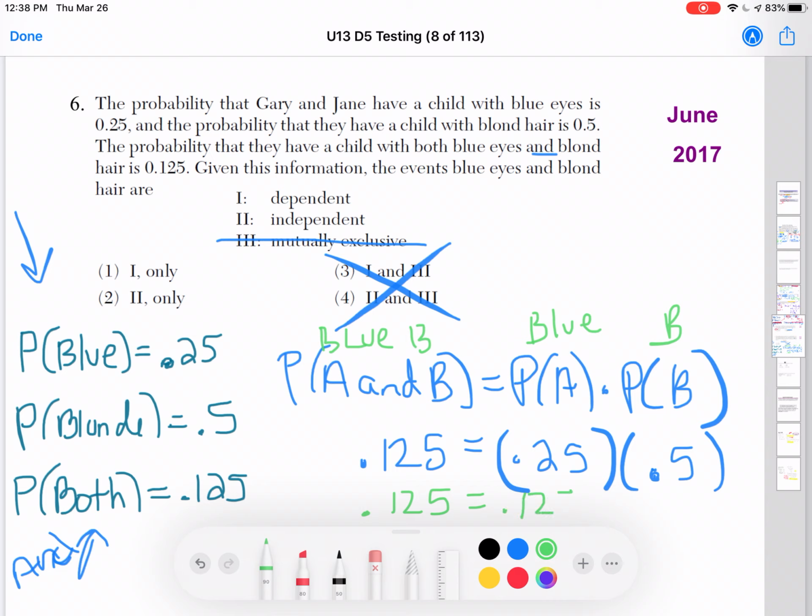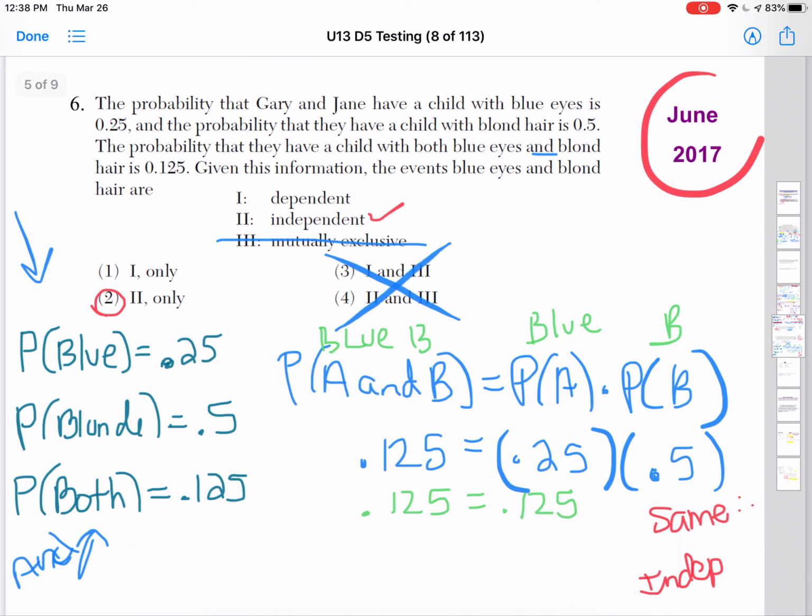0.125. All right, so what do we know? They're the same, therefore independent. So this would be this guy working. So it would be choice 2 only. All right, hopefully that went well for you. And that's a typical Regents question.